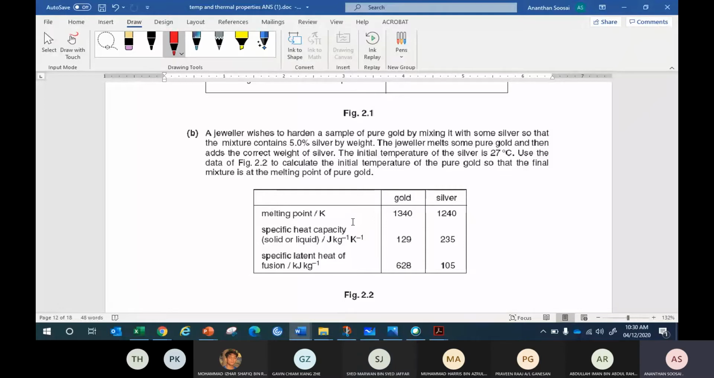Okay, I gave you 2 minutes. Try to get the idea. Gold is mixed with silver. A jeweler wants to add pure gold to a silver mix. The silver is only 5%, so therefore the gold should be 95%. The jeweler melts some pure gold and then adds the correct weight of silver.